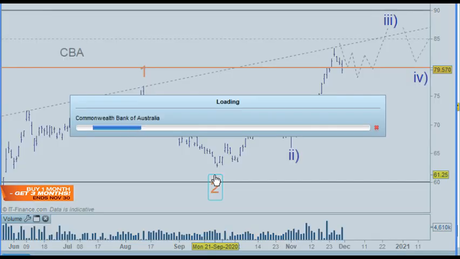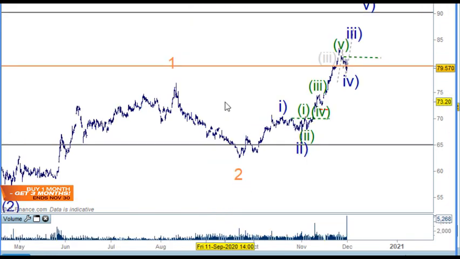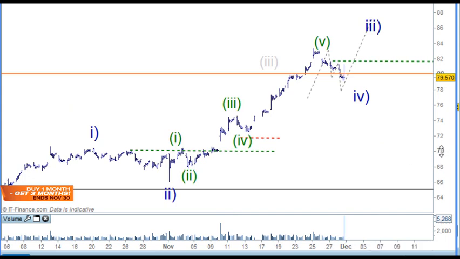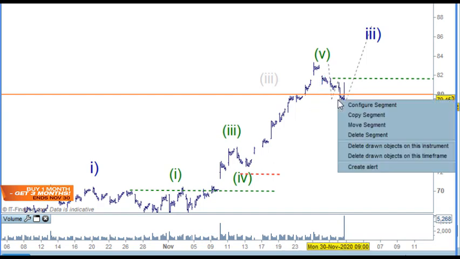So on the 4-hour chart, I'll go to the 1-hour chart. It does look a bit impulsive down here. So I can just remove this now.